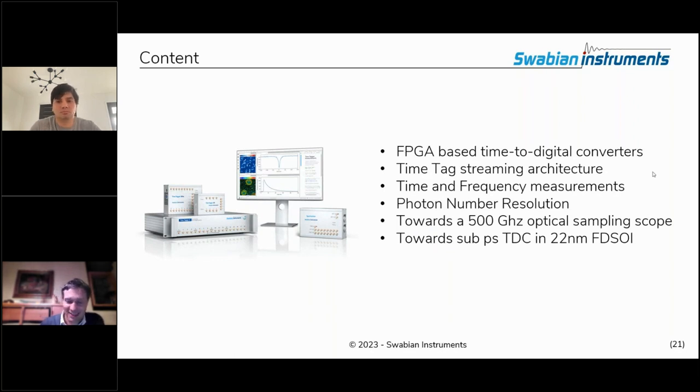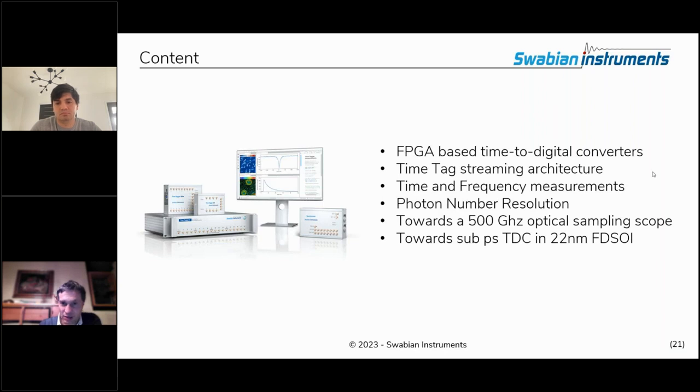And with that, I would like to come to a brief overview of, let's say, the real content of the presentation for today. First, I would like to talk about FPGA-based time-to-digital converters, to really explain a little bit how we implement the TDC in the FPGA. Then I would like to talk about our architecture, so what is behind this Time Tagger streaming idea and how the different bits and pieces come together. Then explain a bit how we use that to do time and frequency measurements.